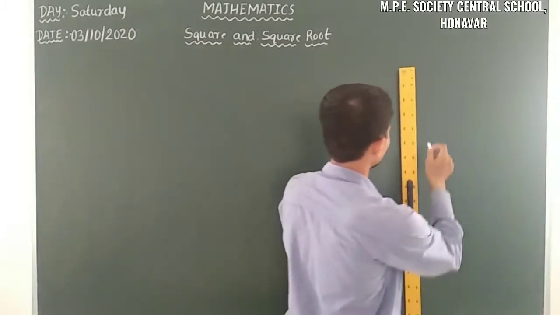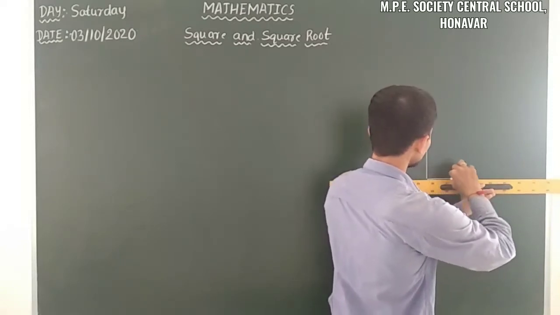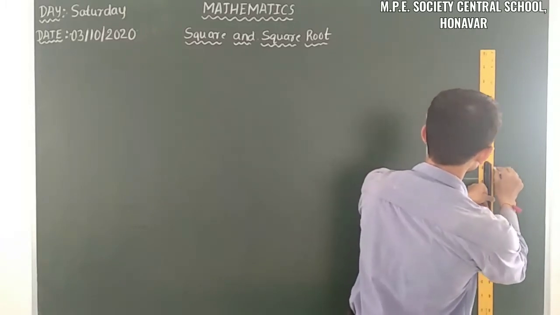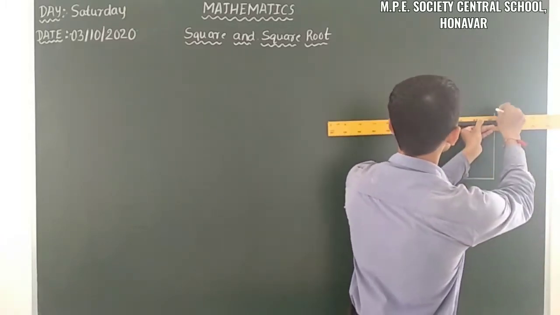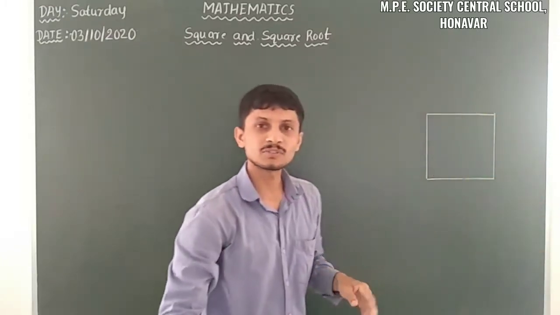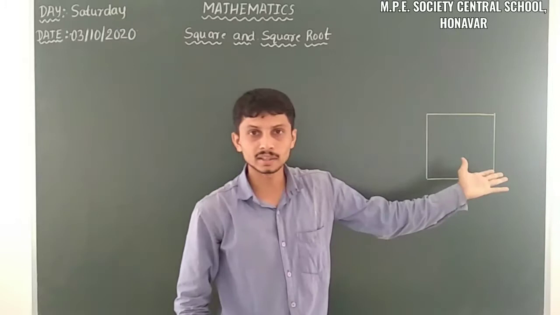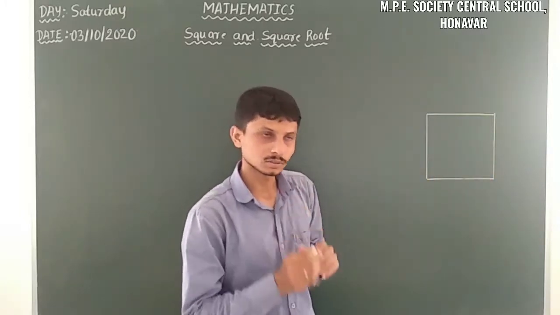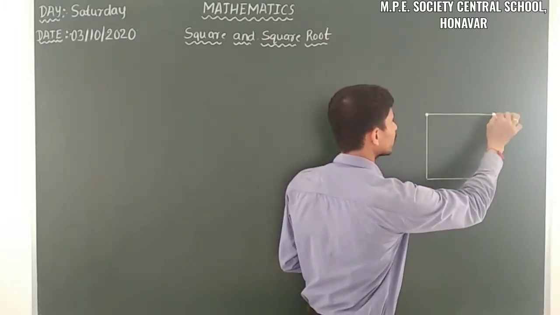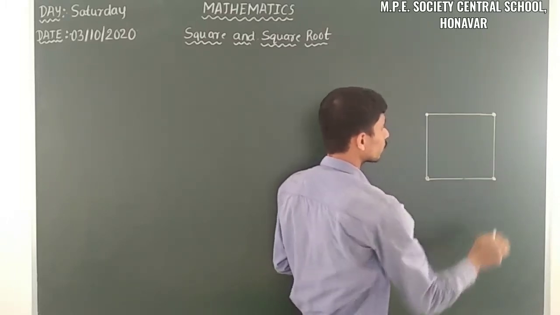Firstly, I will draw a square. Here all the sides are equal and all the angles are also equal. All the angles are 90 degrees only. Here it is a square, and you can take any measurement. So just observe, this is a geometrical square. There are four vertices. I will take this as one point, another as another point, and so on. So these are the four vertices.